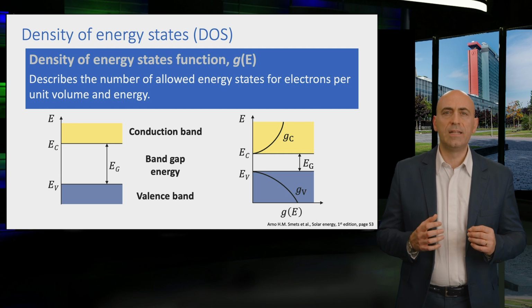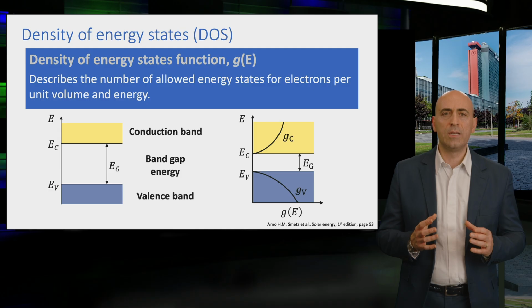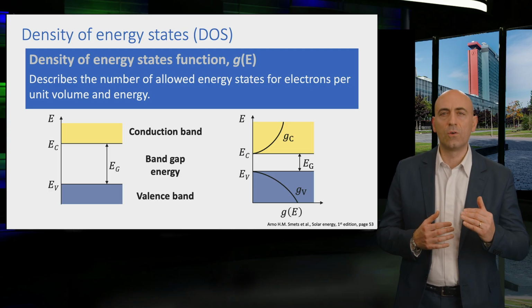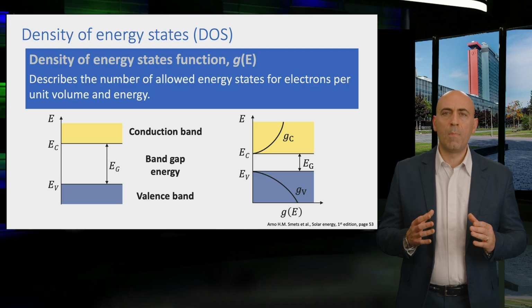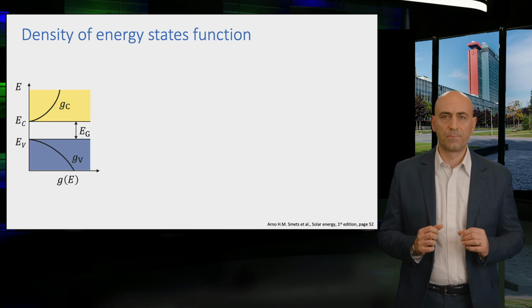Gc represents the density of states in the conduction band. If you remember from the previous video, the conduction band represents energy states of mobile electrons. Gv, on the other hand, represents the density of states of holes in the valence band. Holes essentially occupy the states in the valence band of missing electrons, that is, the electrons that have been excited to the conduction band. You will learn much more about holes in the future videos. For now, let's look into the equations that represent these densities.